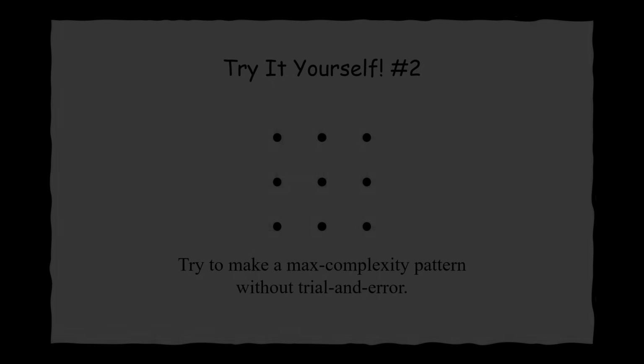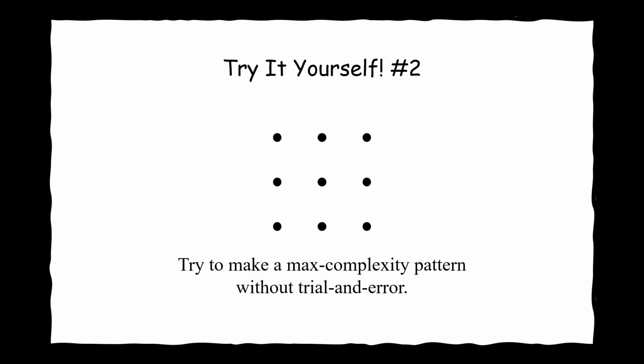But this doesn't mean that we need to find them blindly without any discipline. We can make a logical procedure to find them. And to help that, I present another problem to you. Try to find another max complexity pattern without any trial and error. I will give you the first two dots of the pattern, which are dots 1 and 2. There is only one solution to this problem, and there is only one logical path to take in each step.